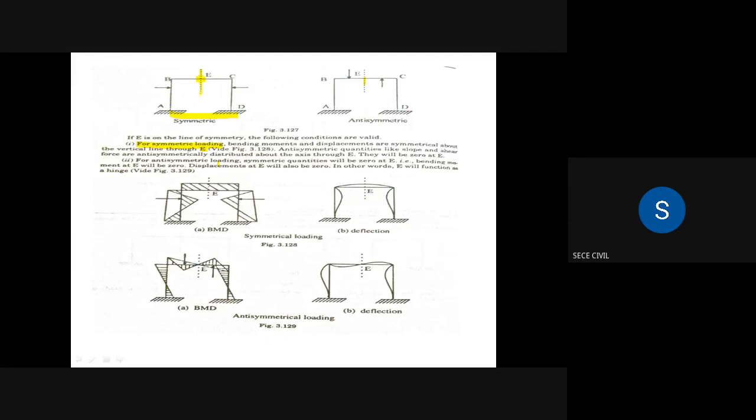symmetry. Okay, இதே symmetric frame, but the loading is only unsymmetric. Loading unsymmetric, vice versa loading.